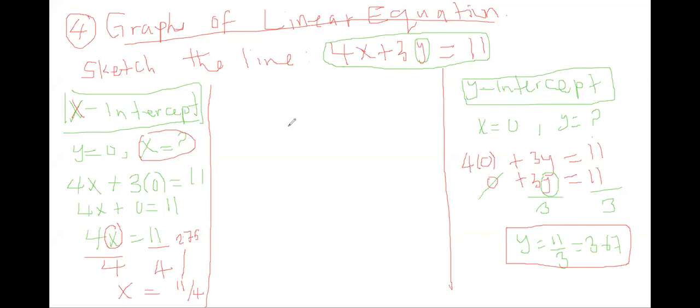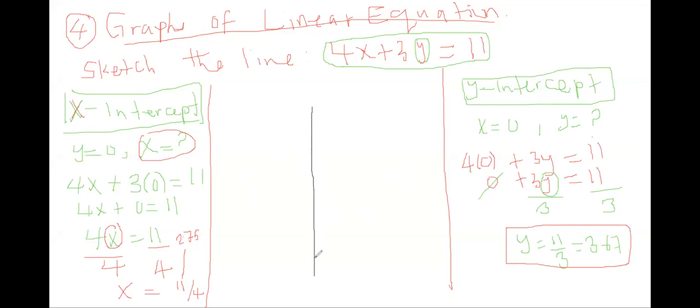Okay, now that we have our intercepts, we have the x-intercept, which is 11 over 4, or in decimal 2.75. We have the y-intercept, which is 11 over 3, in decimal 3.67. Now we can comfortably go on and draw our graph. Obviously we have to do our graph on a plane, that is, a 4-quadrant coordinate system on a plane. So we can go on and do that.